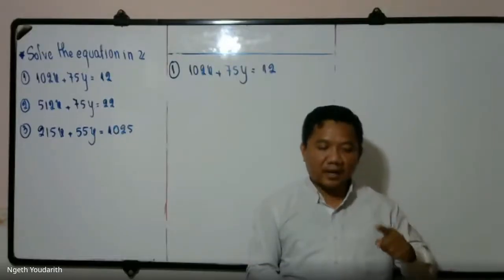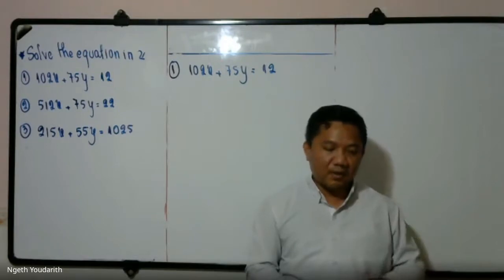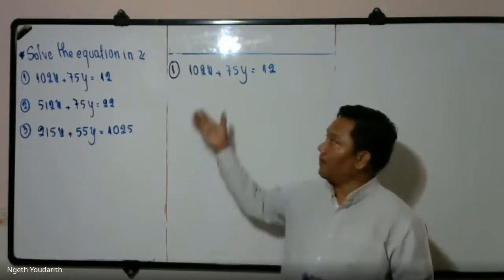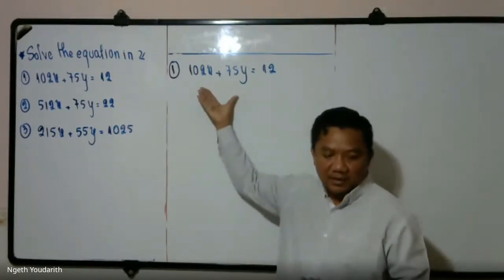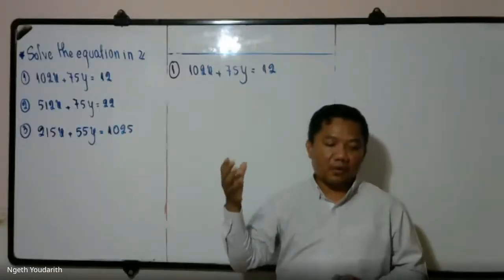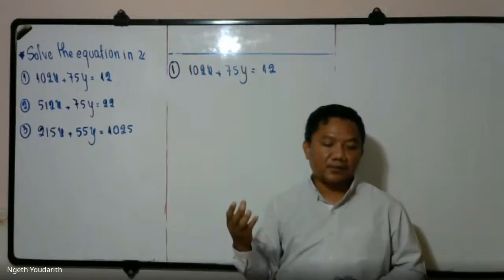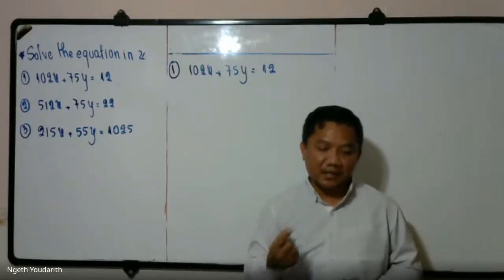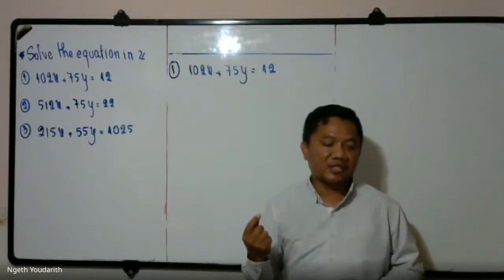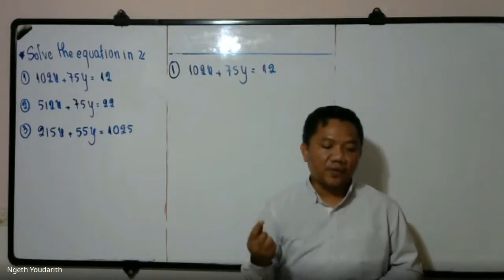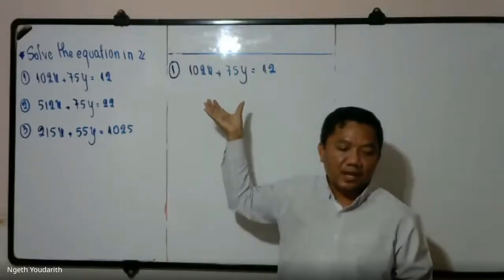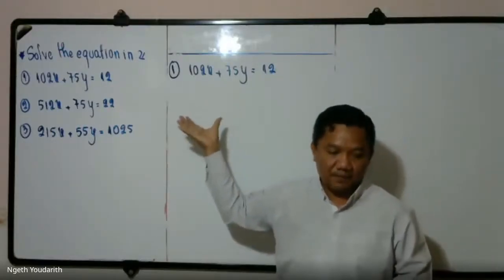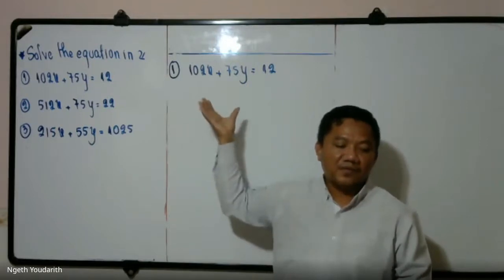Please listen to my question. If we have a bilinear equation like this, and we find the set of solutions in Z, not in real numbers, in integers, what should we do first? Because we want to know whether the equation has a solution in Z or not. So what should we do first?